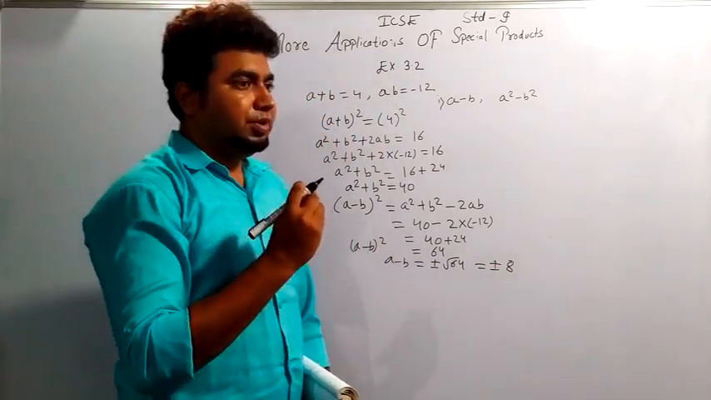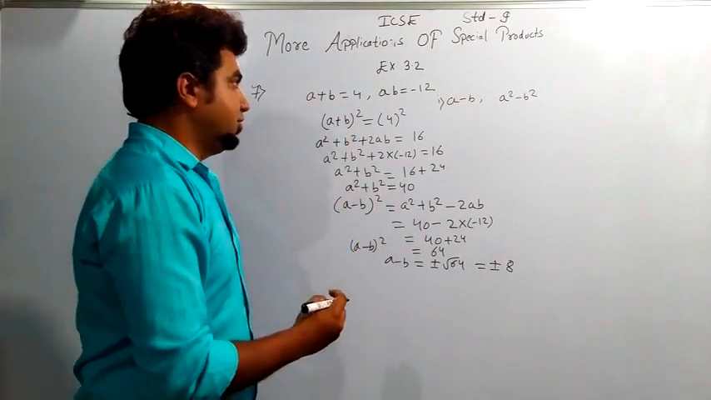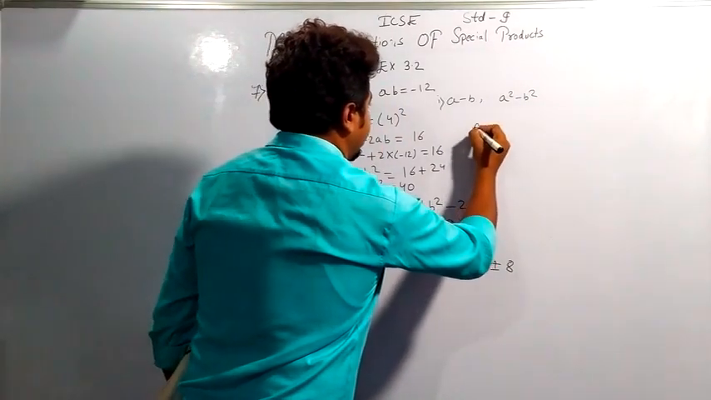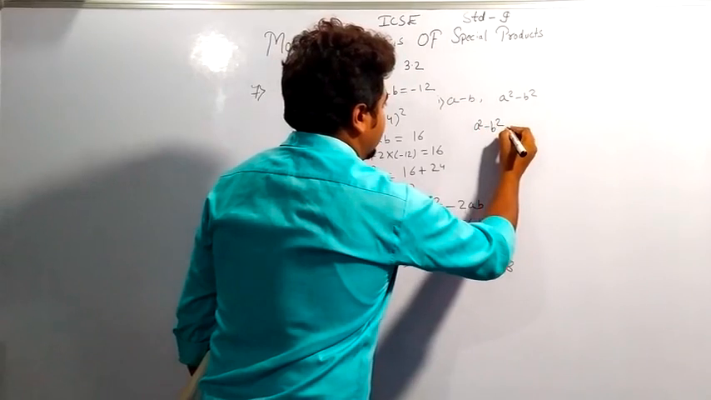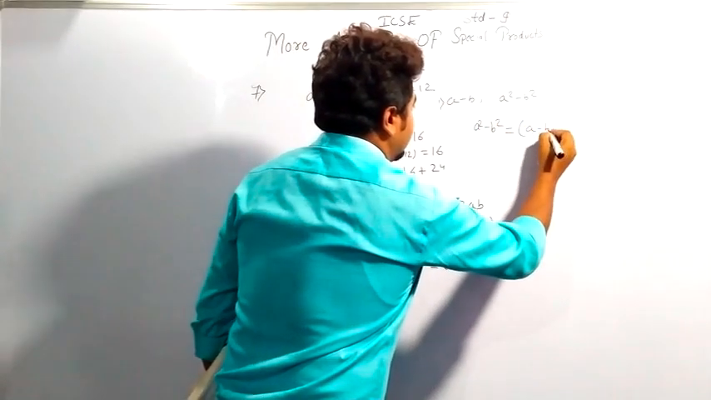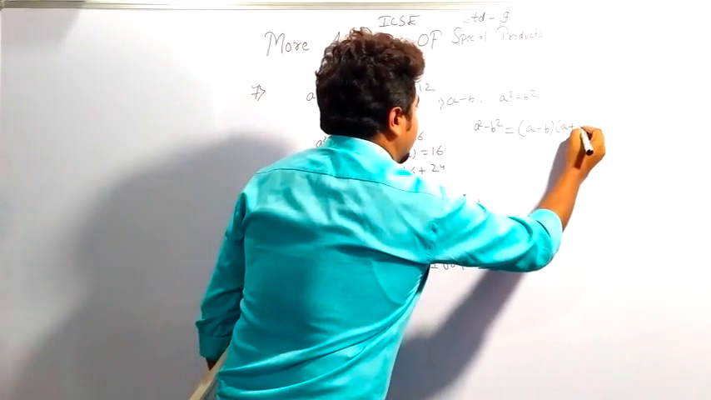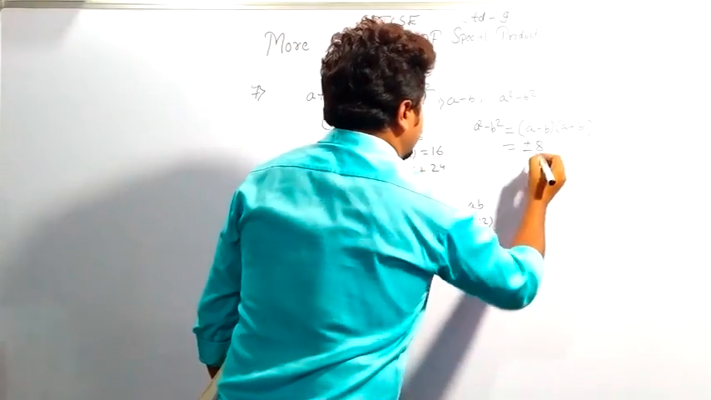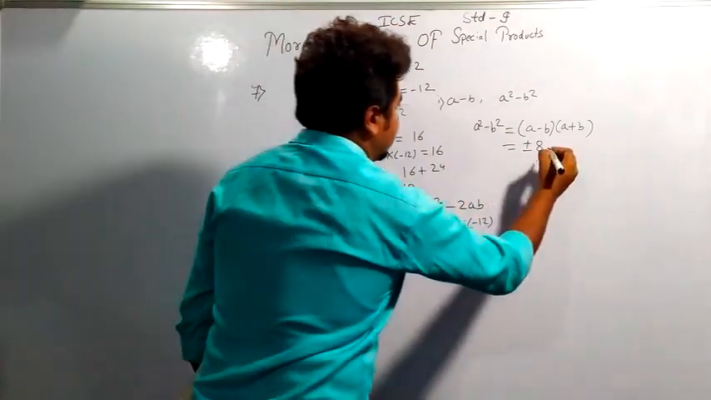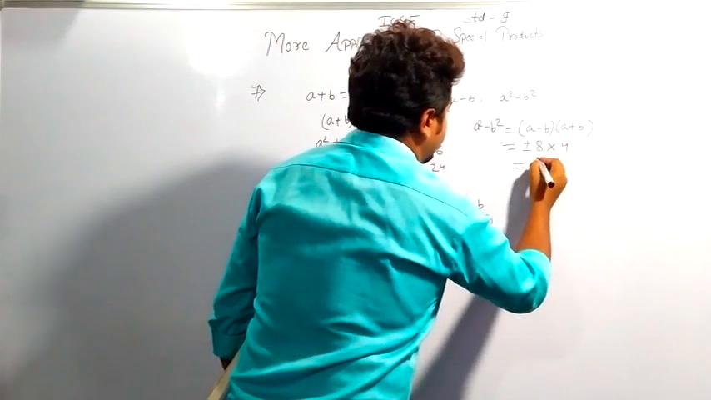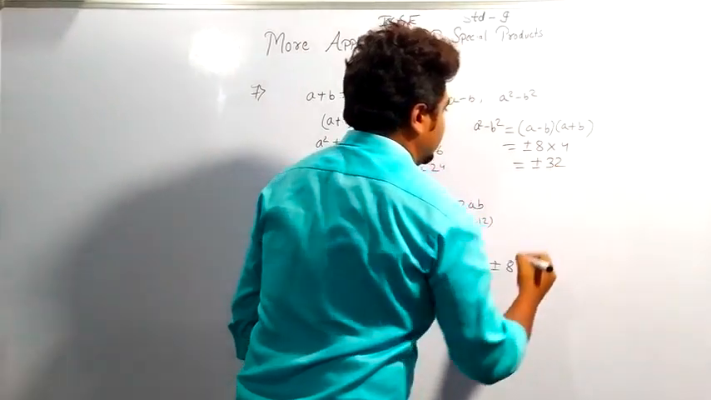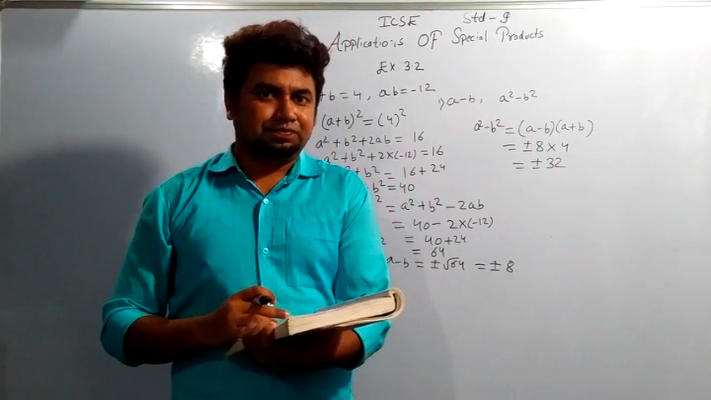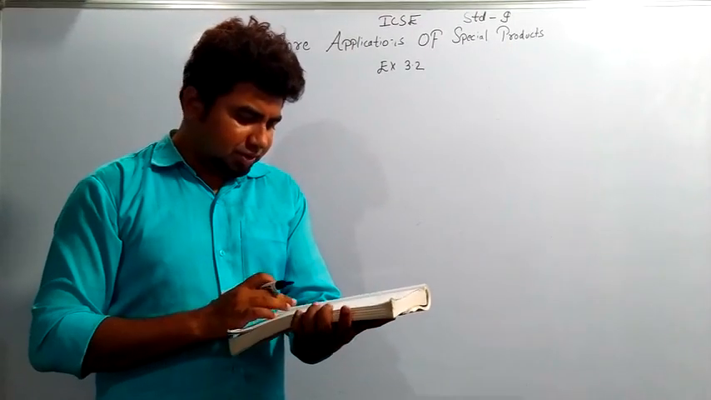Now we have to find the value of a square minus b square. A square minus b square is a minus b into a plus b. So again, a square minus b square is equal to a minus b into a plus b. The a minus b value we know is plus minus 8, and the a plus b value we know is 4. So from here we are getting plus minus 32. So this is question number 7. Now we will be moving to question number 10. So we will be solving question number 10.